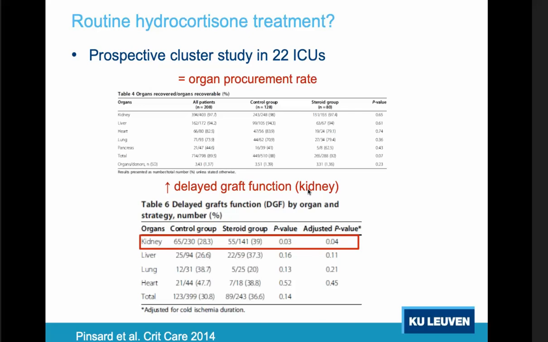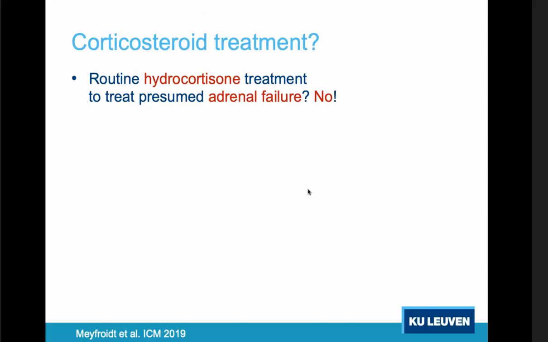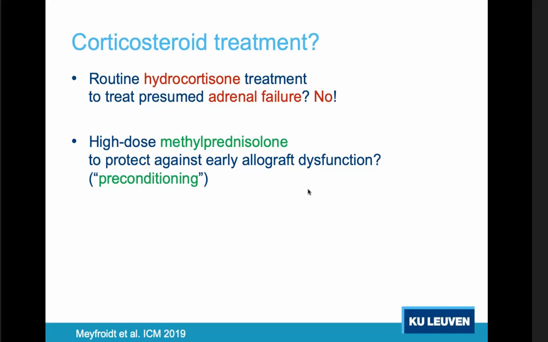The increase in delayed graft function is only one of the many secondary outcomes, so we should be cautious not to overinterpret it. But still, this hydrocortisone study did not suggest any beneficial impact of routine hydrocortisone treatment on recipient outcomes. So should we routinely administer hydrocortisone to treat presumed adrenal failure? Clearly, there's no evidence to support that. A second reason to administer corticoids could be to protect against early allograft dysfunction, a kind of preconditioning effect.